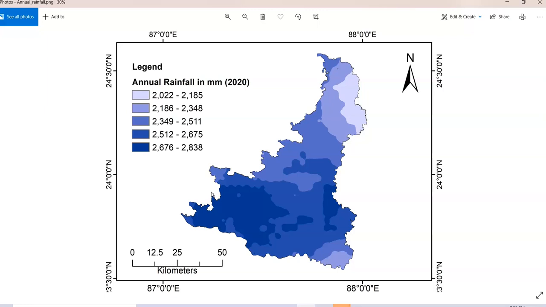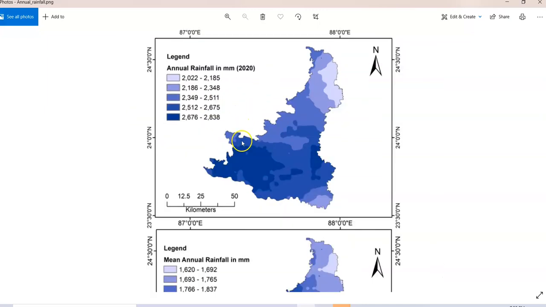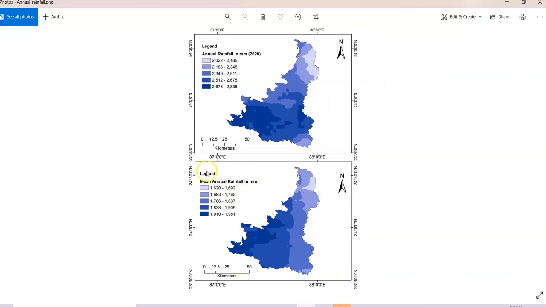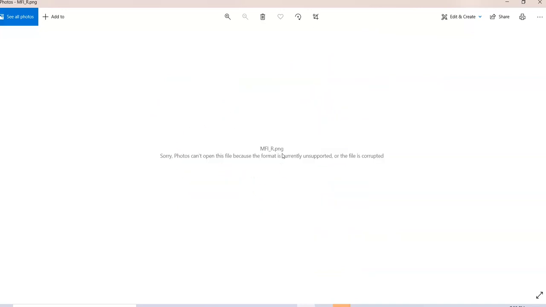Using these 10 rainfall indices, I have prepared 14 maps. Annual rainfall in mm for a particular year, it is for 2020. Mean annual rainfall in mm, that's the long-term annual rainfall using high-resolution spatial data.